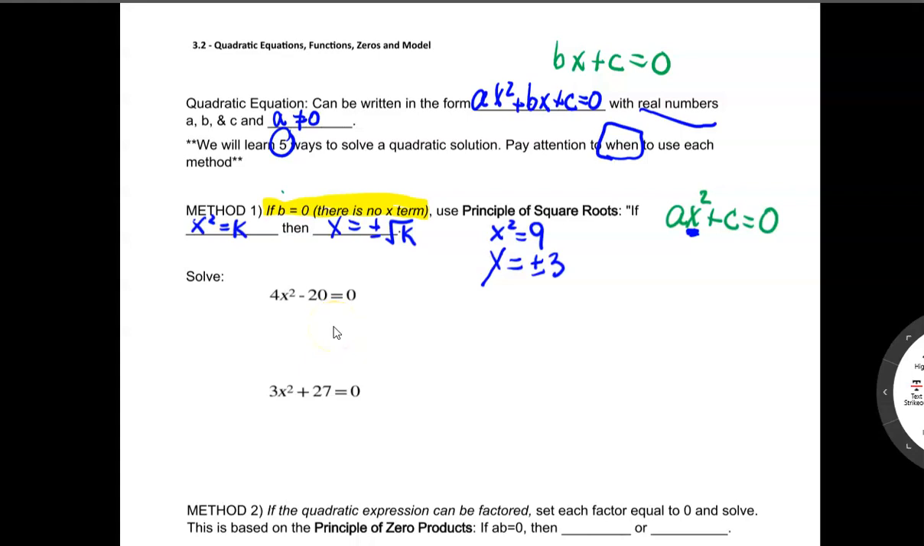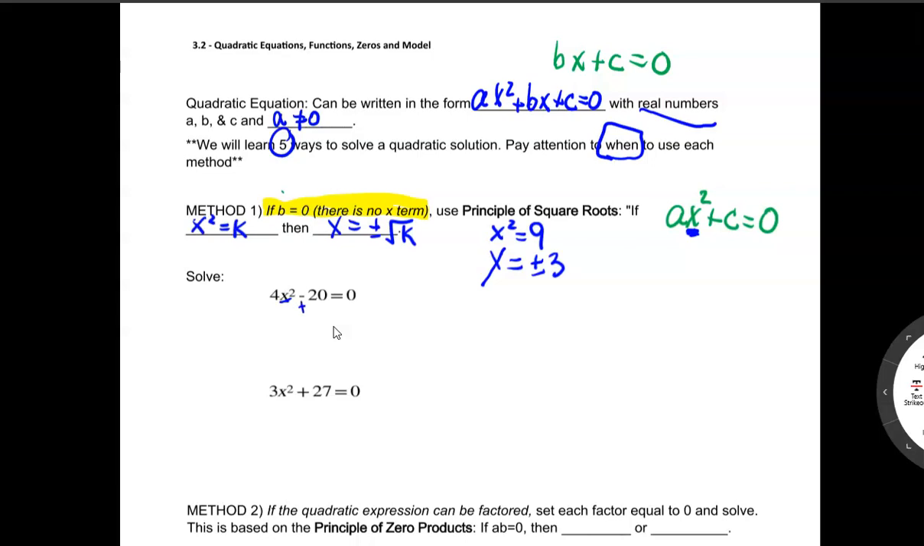Okay, so let's look at a couple examples. This first one, first question is, does this method work? Does it fit the criteria? Is b equal to 0? In other words, is the x term missing? And it is. There's an x squared term, there's a constant term, and that's it. So we're going to use this method, and to do that we need to solve for the x squared.